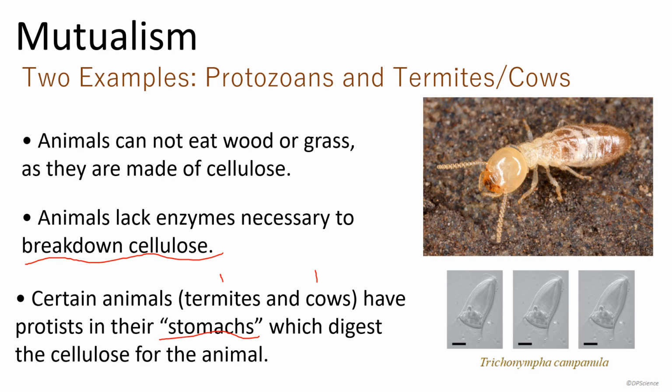And so, because those protozoans live in their stomach, they have a place to live. They're given food because the animals are eating, and then they in turn help break down that stuff so that the animals can actually digest it.